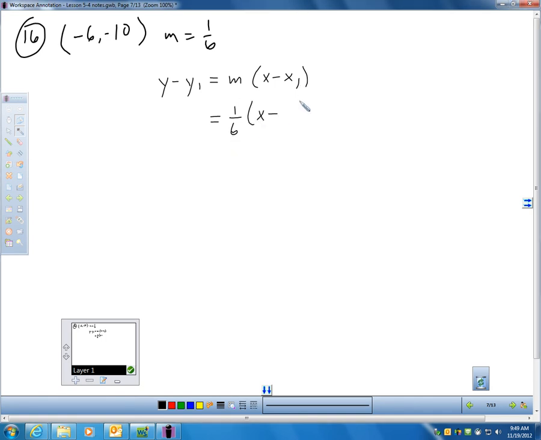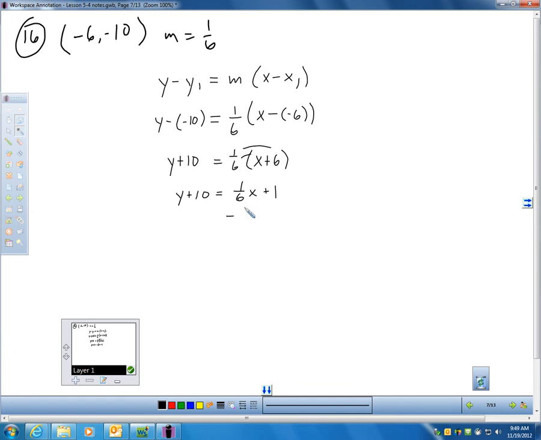And x sub 1 is negative 6, and y sub 1 is negative 10. And let's distribute and simplify. I have y plus 10 here, add the opposite. Over here I have x plus 6. I'll distribute through. That's y plus 10 equals 1/6 x plus 1.